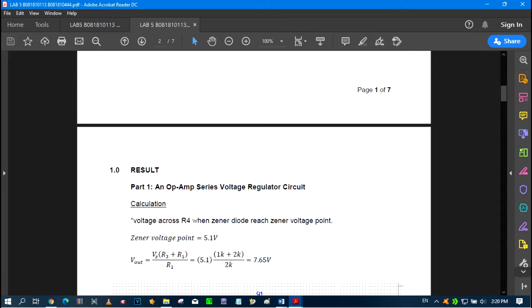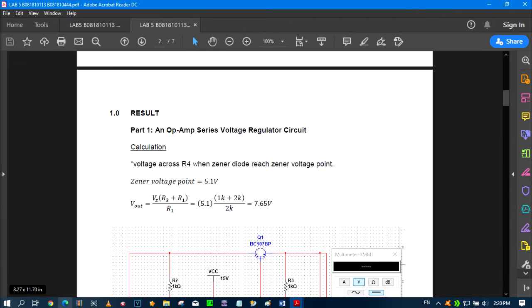In part 1, we are required to find the voltage across R4 when the Zener diode reaches its voltage point, that is 5 volt, by calculation, and the voltage at R4 is 7.65 volt.